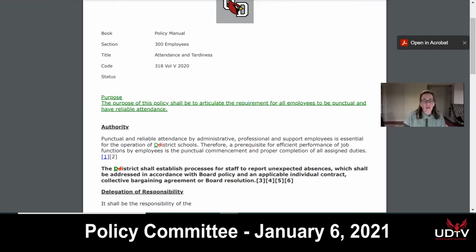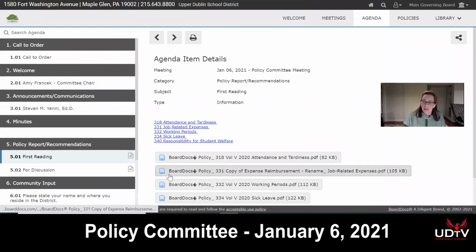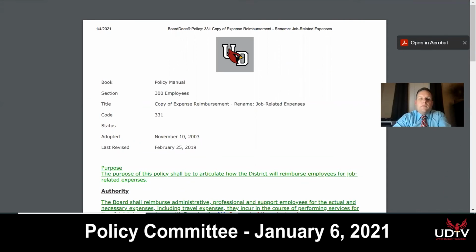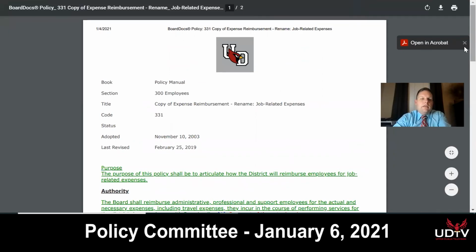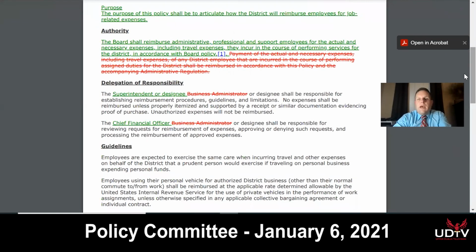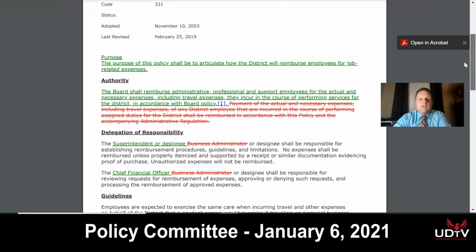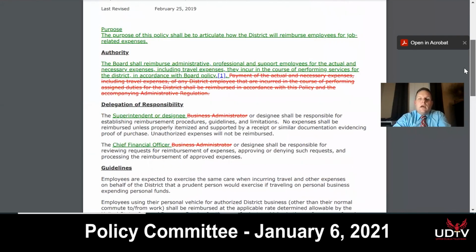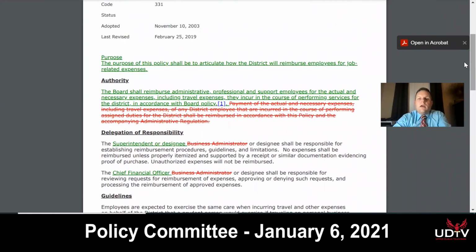Excellent. Thank you. All right, moving on now to policy 331, job-related expenses. So we currently have a policy called expense reimbursement. The recommended change in title is job-related expenses. And we've added a purpose statement again for stylistic purposes. And we have an AR associated with this policy. I have nothing directly to bring to the board's or the committee's attention, but I'm happy for any feedback on the policy. Any comments or questions from the committee?